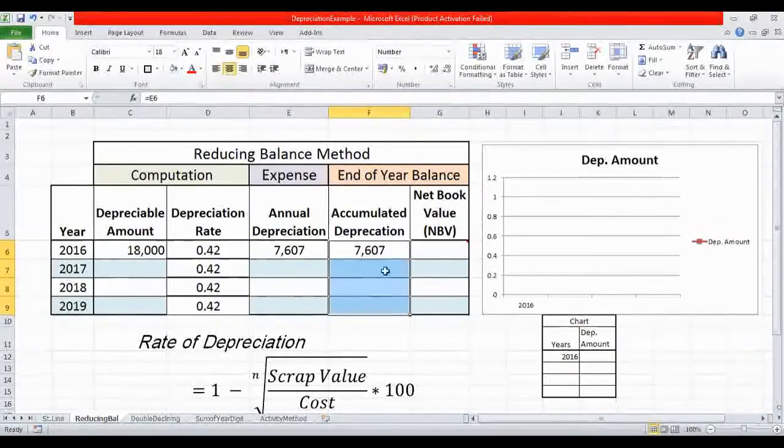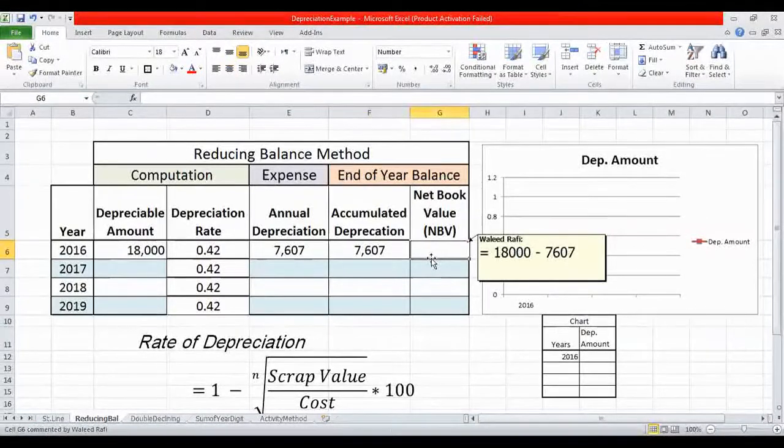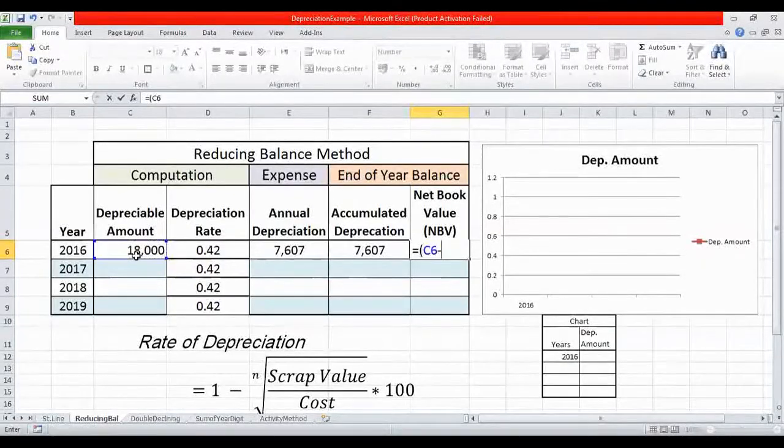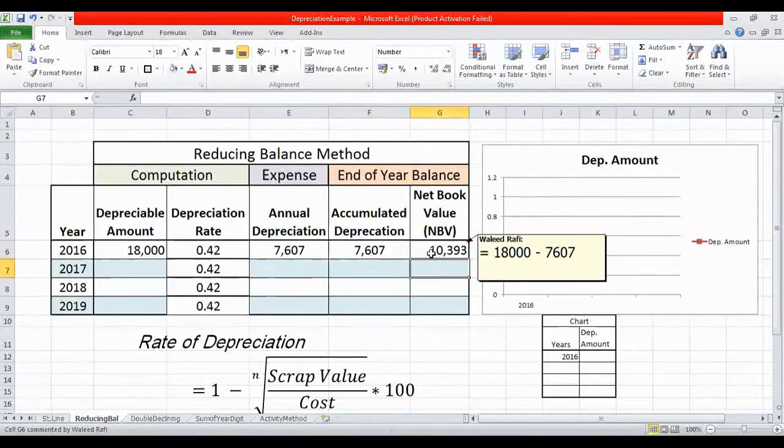Now we need to calculate the net book value. The net book value in this case is the depreciable amount, which is 18,000, minus the accumulated depreciation. So 18,000 minus this accumulated depreciation, you can see, gives 10,339.